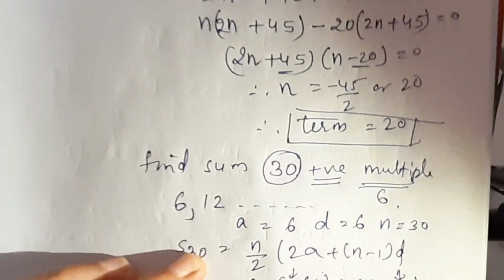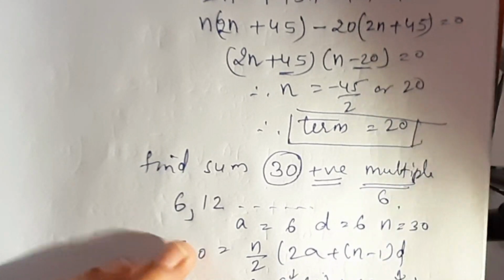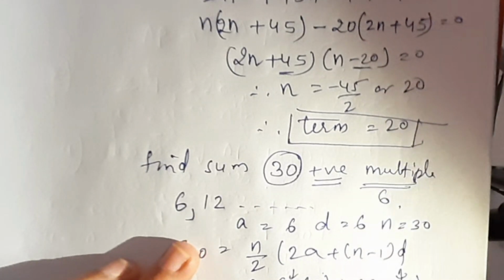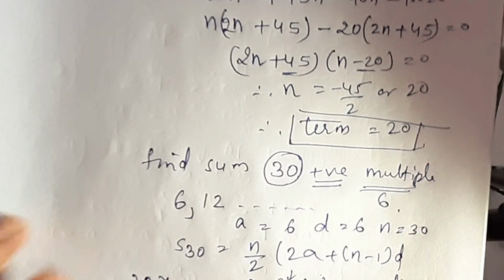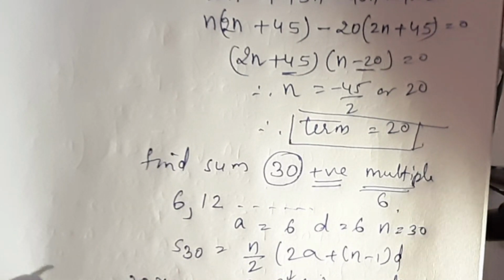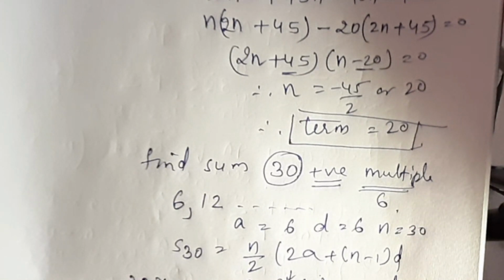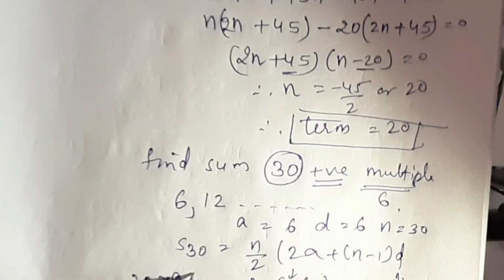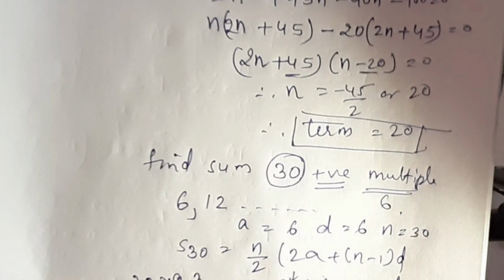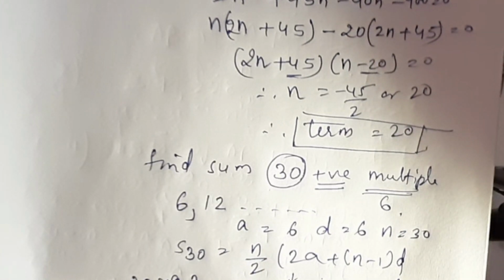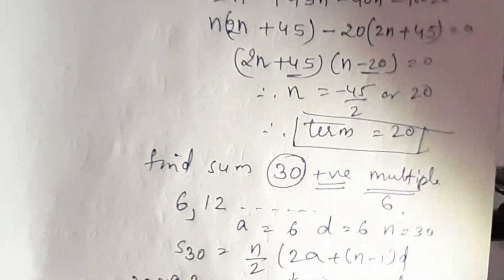30 multiplied by 6 plus 87. So finally it will be 30 multiplied by 93. So the final answer is 2790. So in this way we can find out the sum of the given terms.